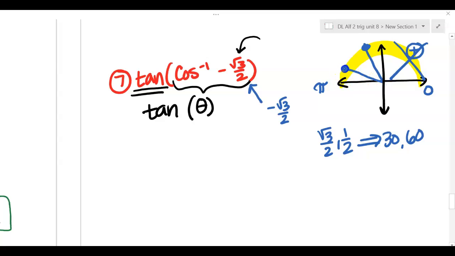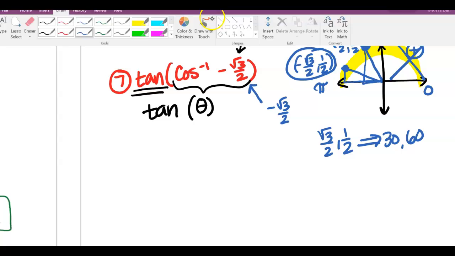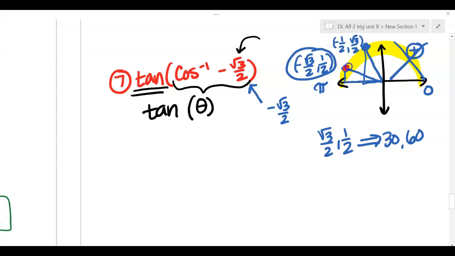The coordinates here would be a longer x with a shorter y, so that would be rad 3 over 2 and 1/2, whereas the coordinates here would be a shorter x with a longer y, so 1/2 and then rad 3 over 2. We're looking for the angle that has a cosine of negative rad 3 over 2, so that matches with these coordinates here. That means I've selected this angle.